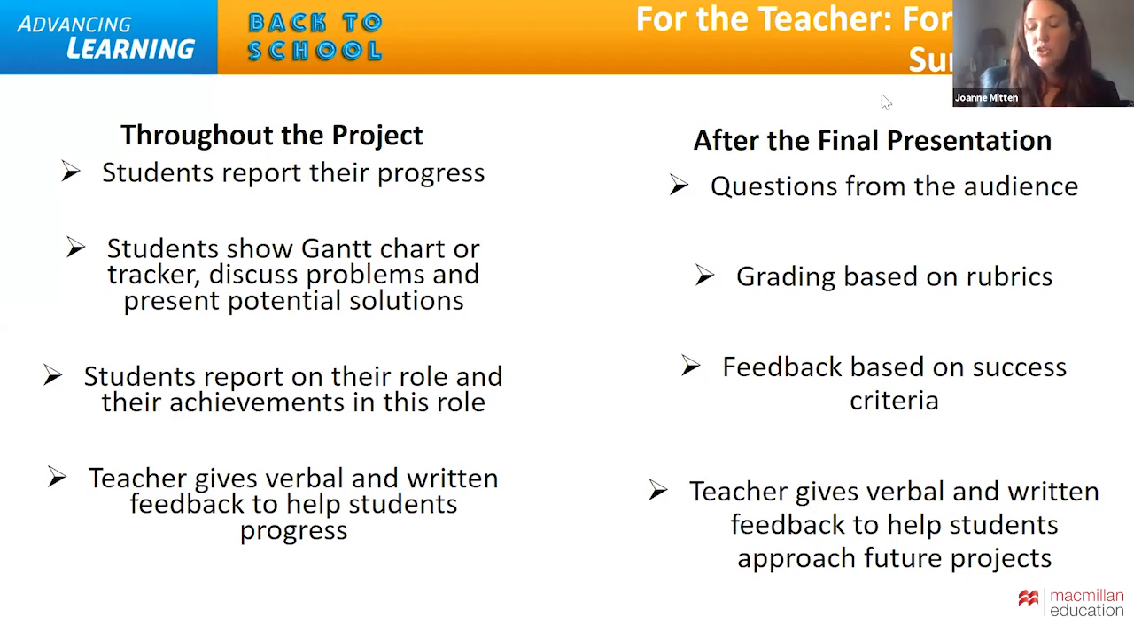You can grade based on your rubrics, and you can reflect that to your school's grading system, but make sure that your rubrics are focused on the important things like the 21st century skills, presentation skills, and the project outcome. You can give feedback based on success criteria, and it's also important, even if your feedback is summative with a grade, to combine it with verbal and written feedback so that students have something tangible, comments that they can use when they go into their next project in the next term or next month, whenever they go into it again.